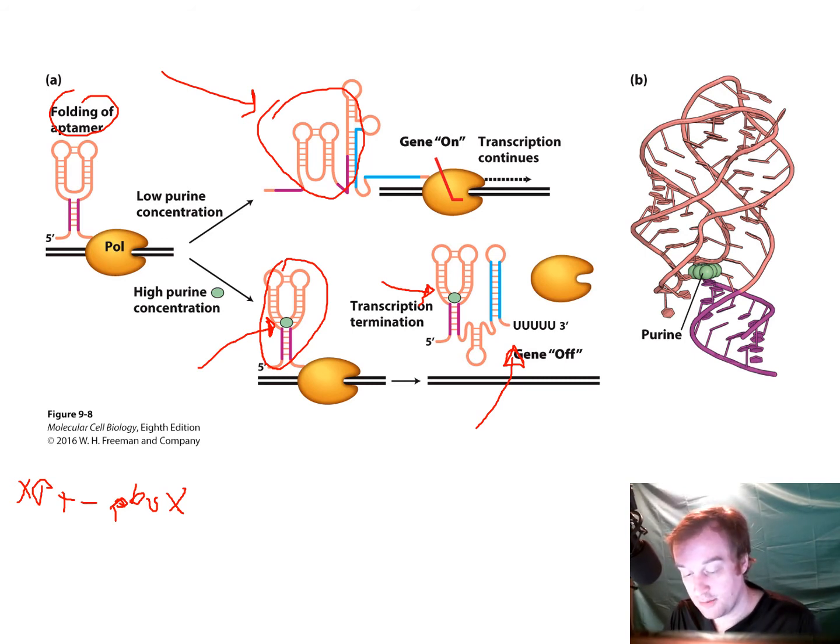As you can see here, at high concentrations of purine down at the bottom, that blue stem loop followed by the U's is the signal to stop transcription, while that same structure is not present in the low concentrations of purine, which allows continued transcription of the gene. Now part B is just a crystallized structure showing that RNA bound with those purines in the center.